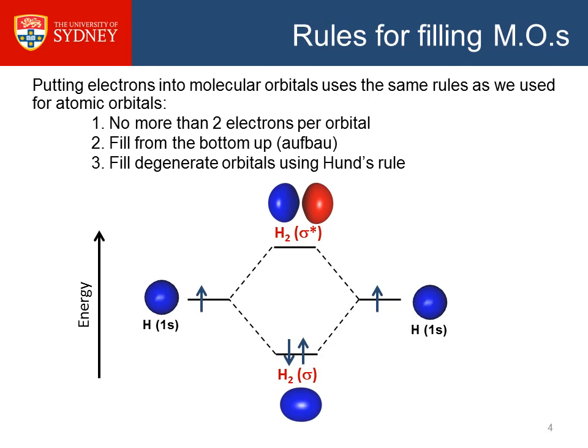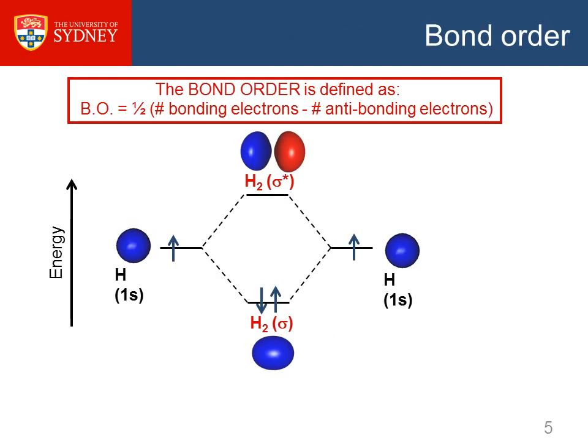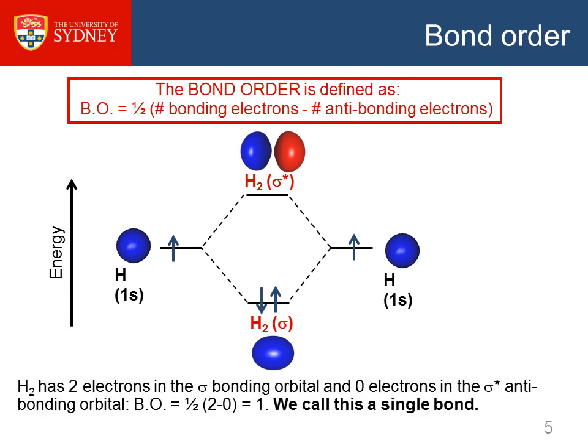It's now a good time to introduce the idea of bond order. Bond order is defined as 1/2 of the number of bonding electrons minus the number of antibonding electrons. In the case of the hydrogen molecule, as we have two electrons occupying the bottom sigma bonding molecular orbital, the bond order is 1/2 multiplied by 2 minus 0 electrons in the antibonding orbital, therefore a bond order of 1. We call this a single bond.